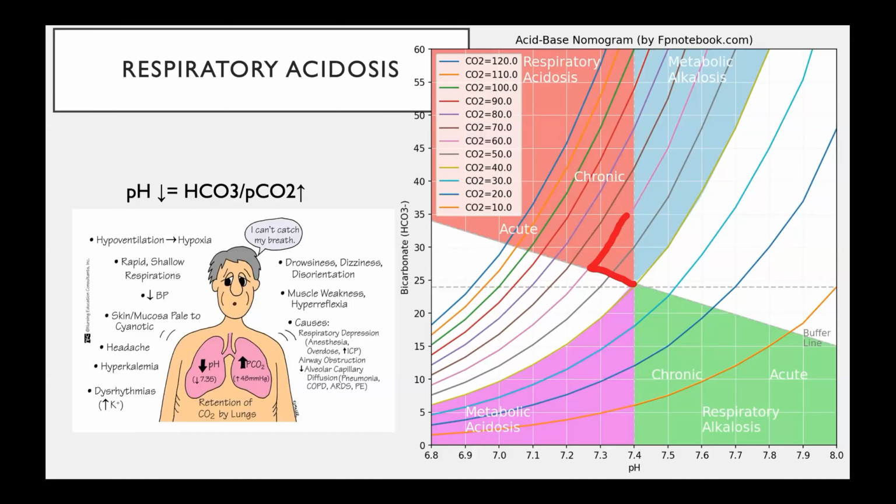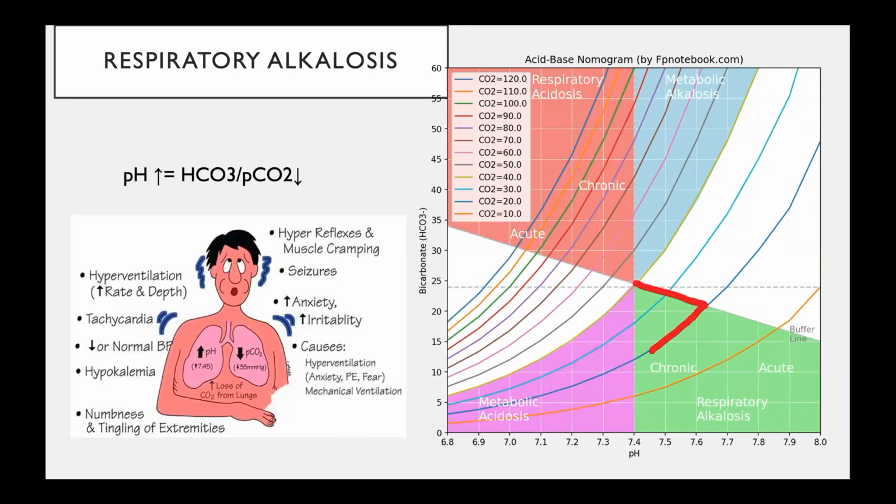Let's see respiratory alkalosis. It is the opposite: pH goes up. It's mainly due to hyperventilation, so carbon dioxide washout. These patients might come with hyperventilation syndrome, tachycardia, hypokalemia, numbness and tingling. Hyperreflexia can come. In severe states, they can go into seizures, anxiety and irritability. Mainly hyperventilation, anxiety, fear, and mechanical ventilation.